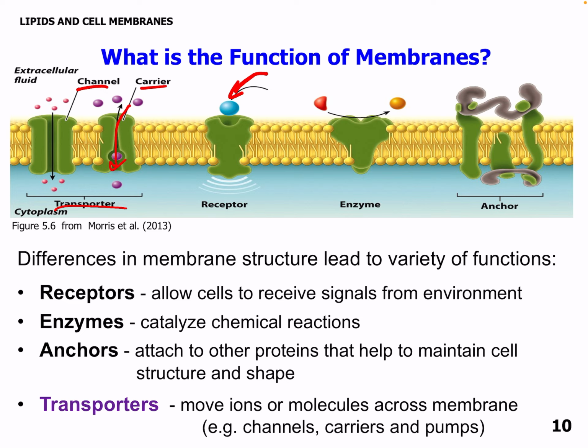The differences in membrane structure lead to a variety of functions. Again, we have receptors, which allow cells to receive signals from the environment. This can be from cytokines, hormones, a bunch of different things. We also have our enzymes, which catalyze chemical reactions, which help us in pretty much most of our important reactions. Then we have anchors. Anchors attach to other proteins that help maintain cell structure and shape.